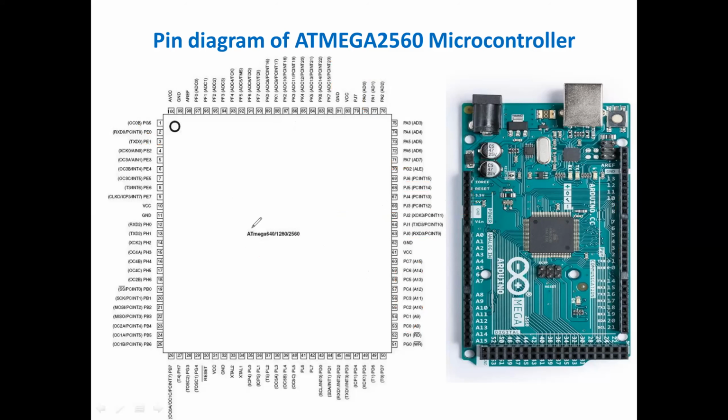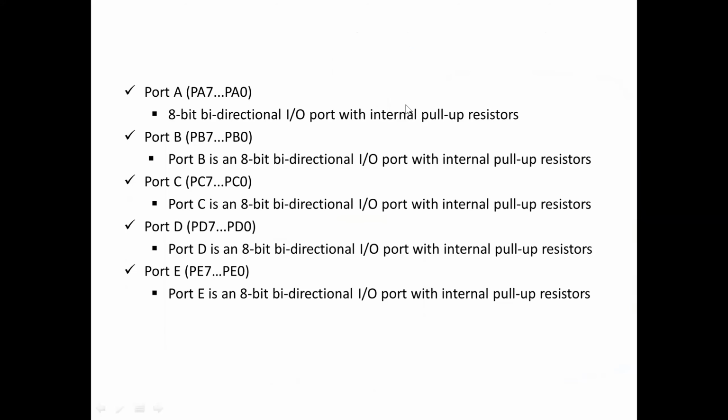So like this, we have a number of pins. We will discuss all the ports one by one. We have seen port A to port L. I will just put down the rest of the ports also. So port A is basically an 8-bit bidirectional input output port.